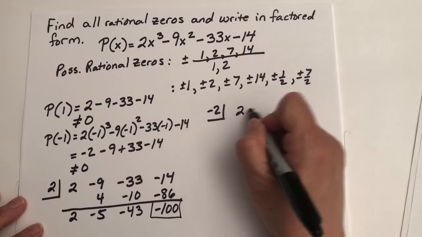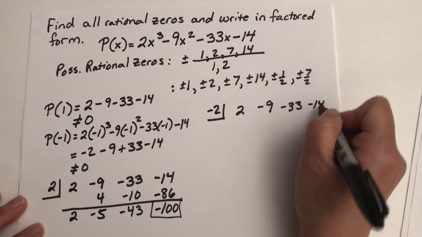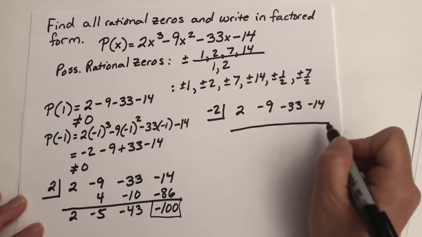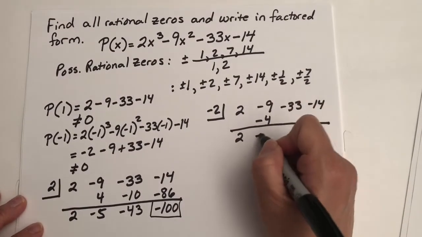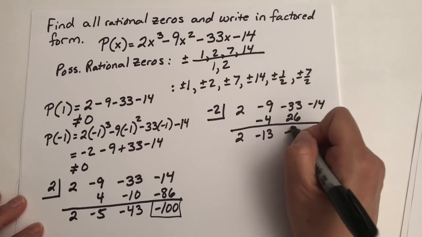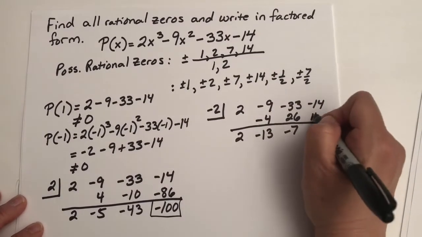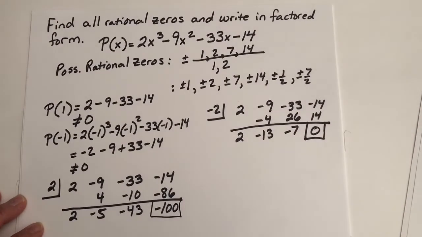So our coefficients are 2, -9, -33, and -14. Bring down my 2, multiply and add, multiply and add, multiply and add, and we have found one. So we have found that -2 is a 0. We know that means that x plus 2 is a factor.